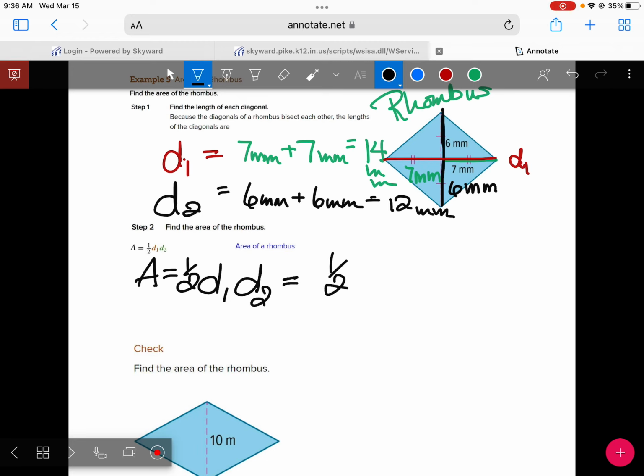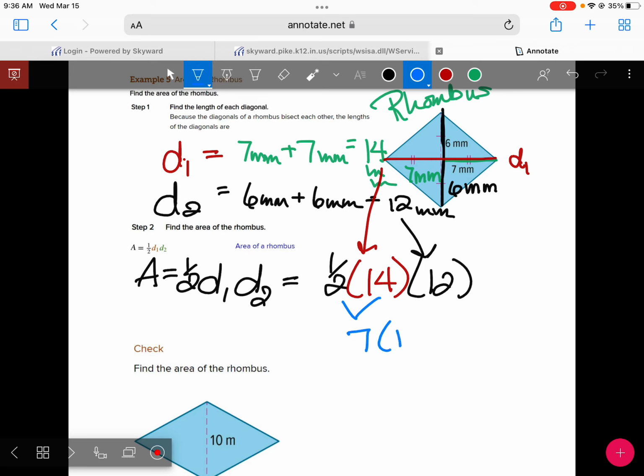So that is 1/2 times diagonal 1 is 14 and diagonal 2 is 12. So do it one at a time. What is half of 14? 7. 7, and 7 times 12 is going to be 84 millimeters squared.